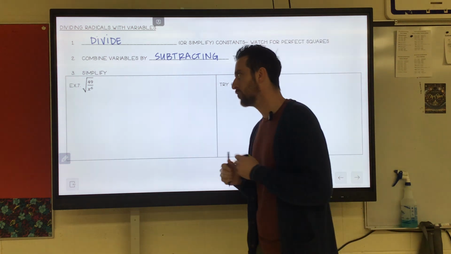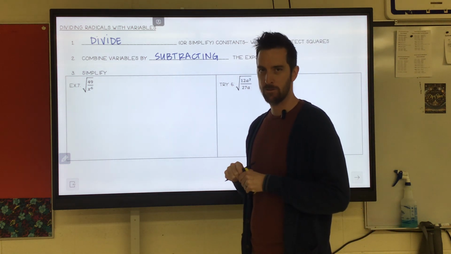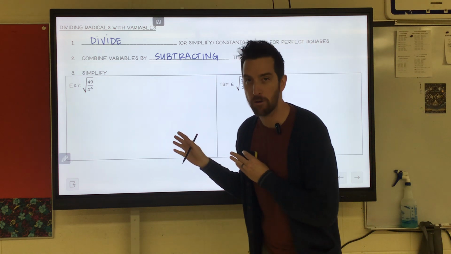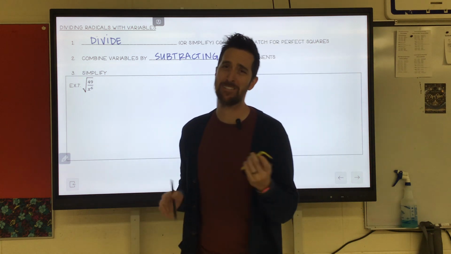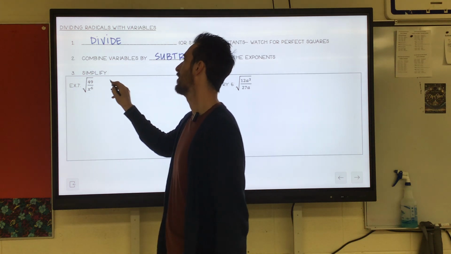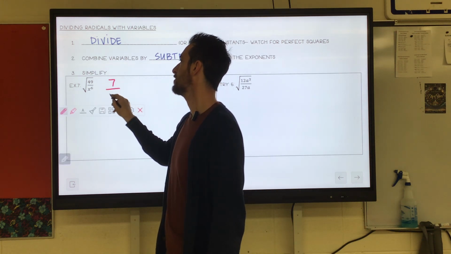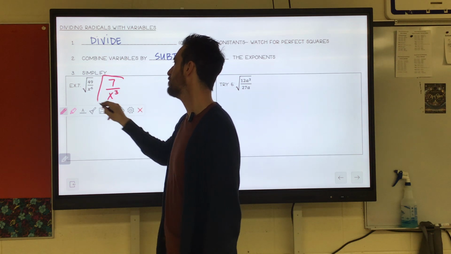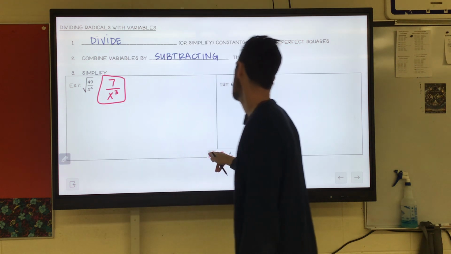Look at this. Square root of 49 over the square root of x to the 6th. I can square root both of those. They're both perfect, just like you. Square root of 49 is 7. Square root of x to the 6th is x to the 3rd. No more square roots. We took the square roots.